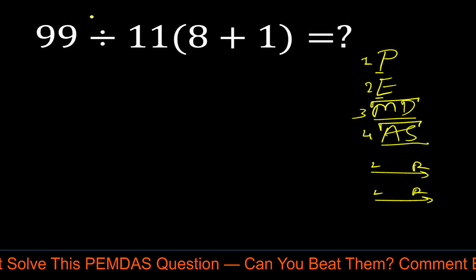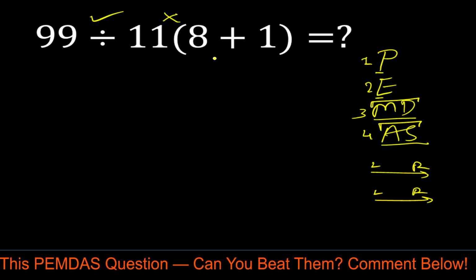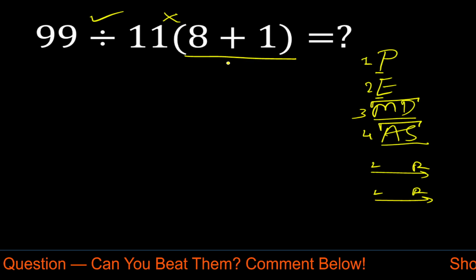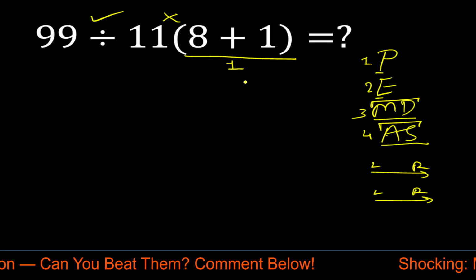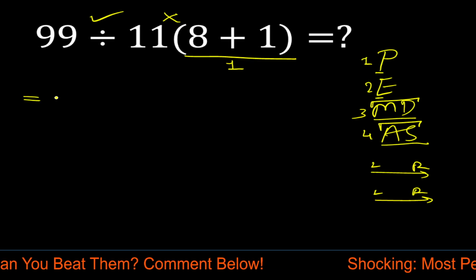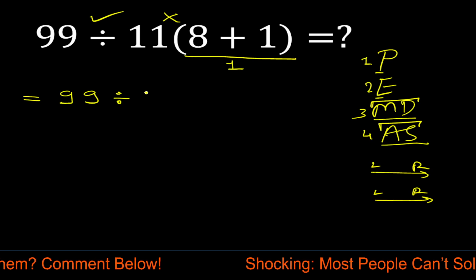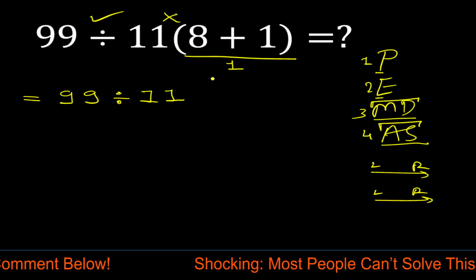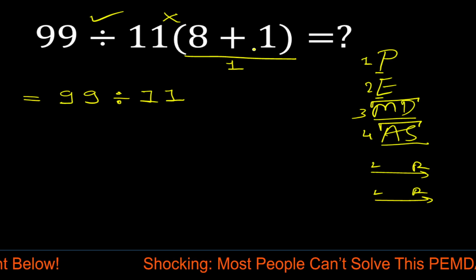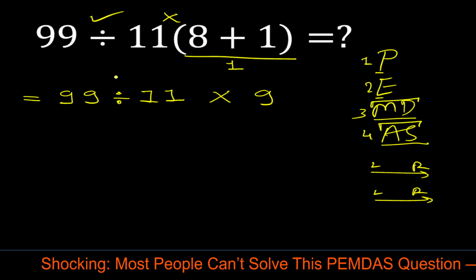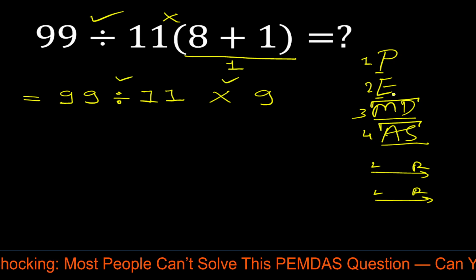So in this question here we have division, here multiplication, and here we have one parenthesis, right? So according to PEMDAS rule, first we have to solve parenthesis. So now 99 divided by 11. Now solve this parenthesis: 8 plus 1 is equal to 9. So times 9, right? Now here we have division and here multiplication.